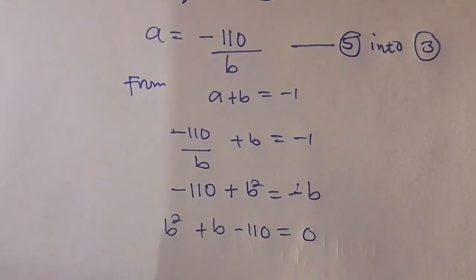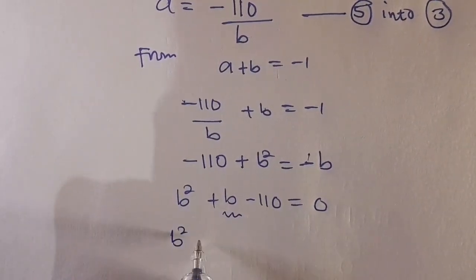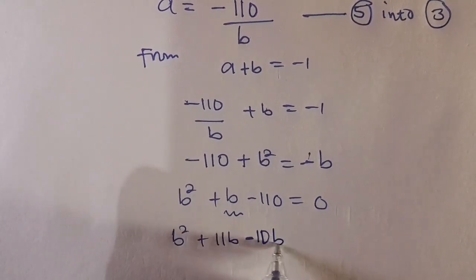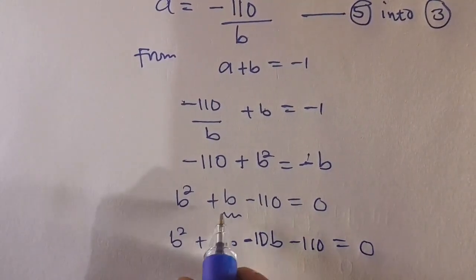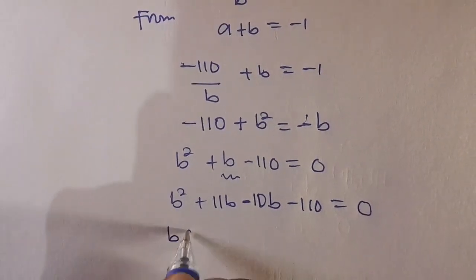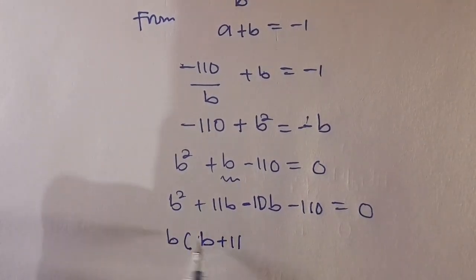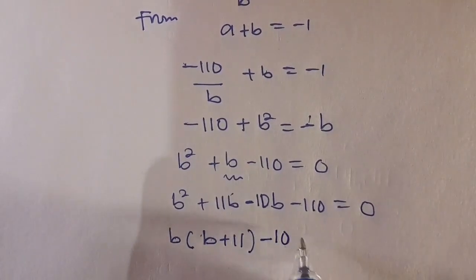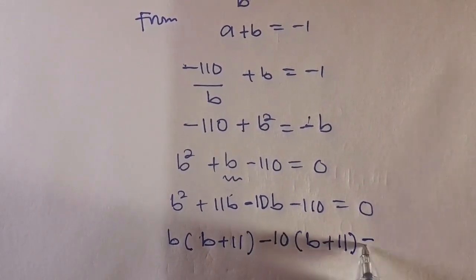110 equals 0. But this b, we can have it to be b squared plus 11b minus 10b minus 110 will give us 0. The whole of this will give us back b. So we can have this. Now from here, what is common? We have b into b plus 11. b squared divided by this, we have it to be b. 11b divided by this, we have it to be 11. Then what is common here is 10 into b plus 11 as well will give us 0.